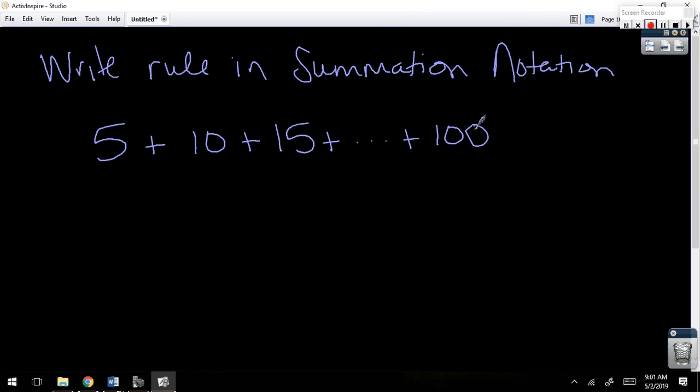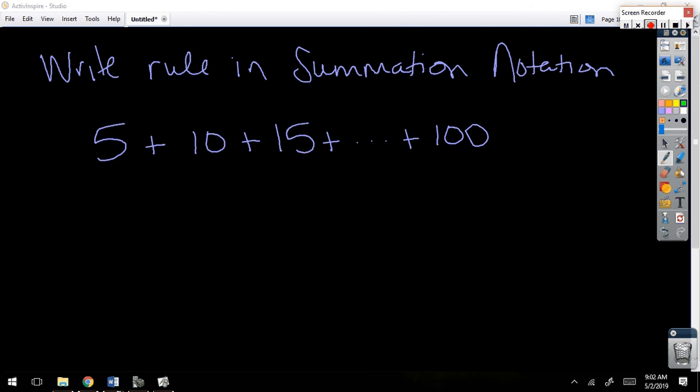Is this an infinite or a finite series? Why? It stops, right? Finite means it stops. Miss B always said I need a rule first. Just like we did with the sequence, I need a series rule. n plus 5? Will that work? If this is n number 1, 1 plus 5 is 6, that doesn't work.